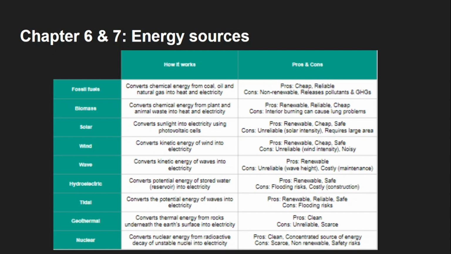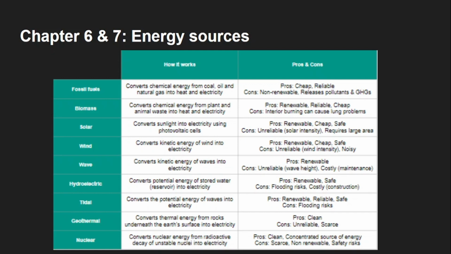The pros are it's clean and it's a highly concentrated source of energy, much more so even than fossil fuels. I think what you can produce with a single truckload of nuclear fuel will require a train load of fossil fuels. So you can do a lot more with nuclear energy because it's a very concentrated form of energy.